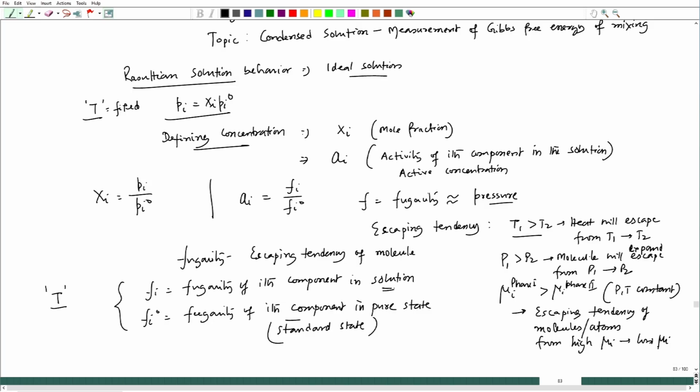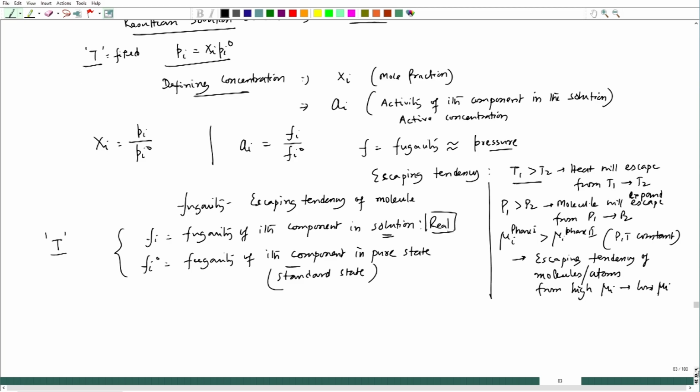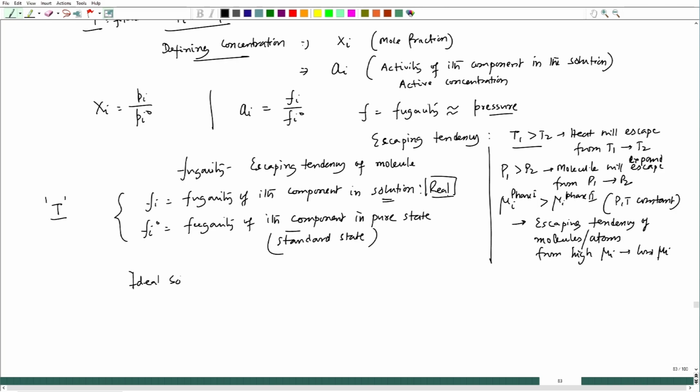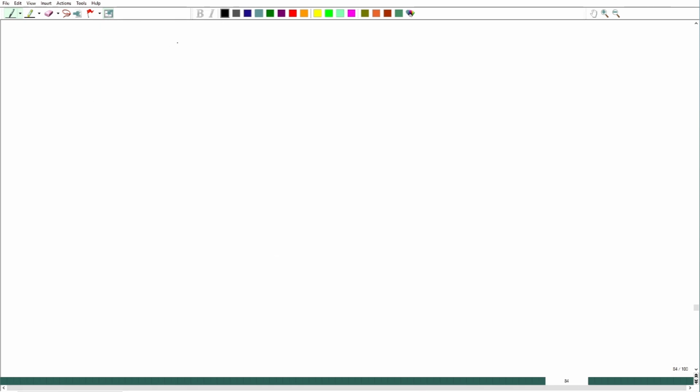And here the solution has a specific nature. What is that nature? It is basically called real solution. So, that time fugacity can be taken instead of pressure. But if we consider ideal solution, that time Fi can be taken as Pi and Fi naught can be taken as Pi naught. So, activity of i becomes Pi by Pi naught, which is actually Xi. So, in case of ideal solution, Ai equal to Xi: activity is equal to mole fraction. Now let us go to a treatment of condensed solution.